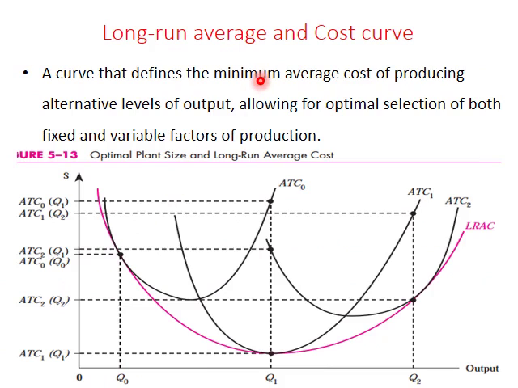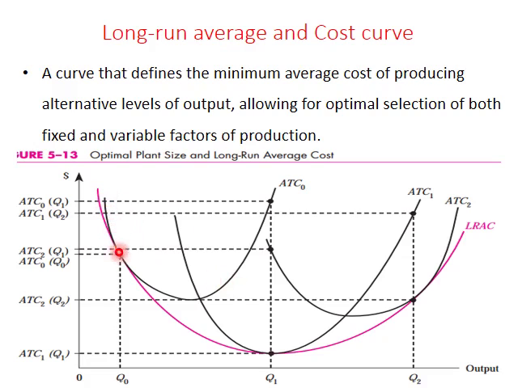Now let us start long-run average cost curves. By the way, when we define long run and short run, in the short run there is at least one fixed input, whereas in the long run all fixed inputs become variable inputs. That means the organization gets adequate time to change all the fixed inputs to variable inputs.